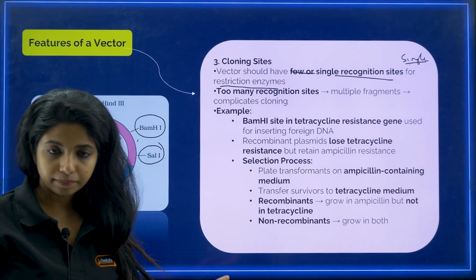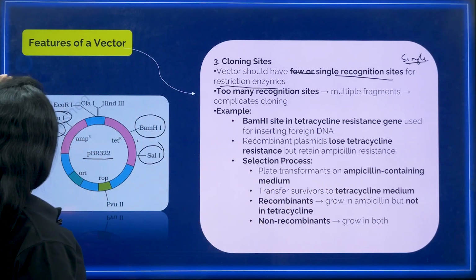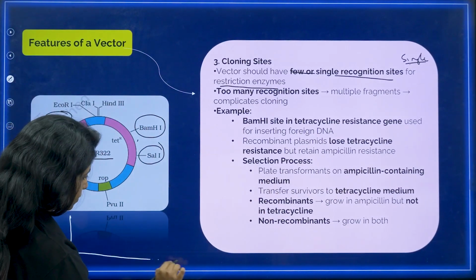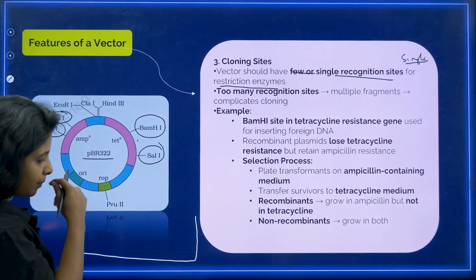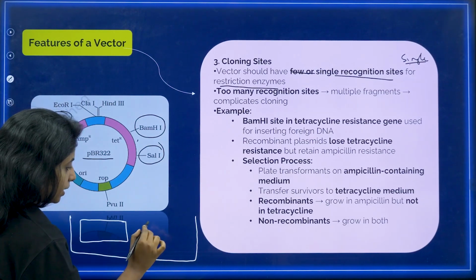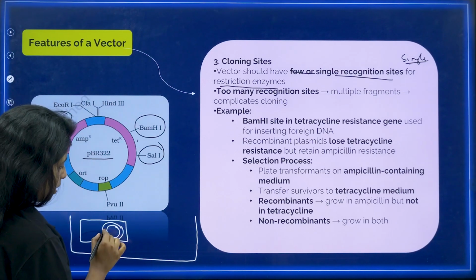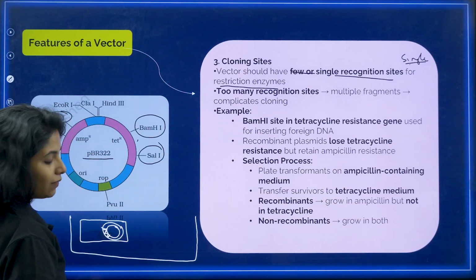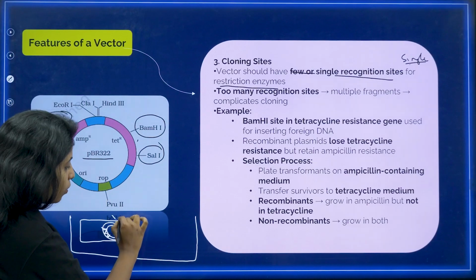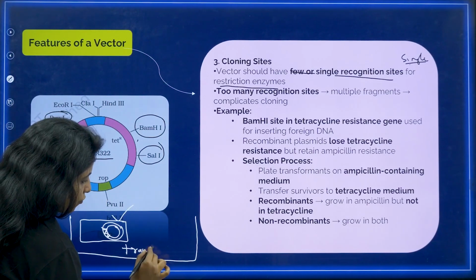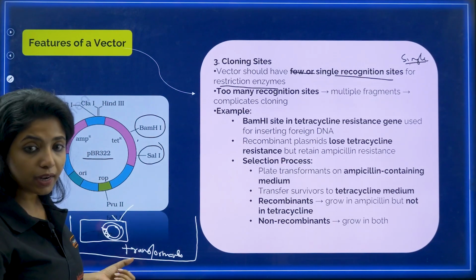Now how do we select them? Plate transformants on ampicillin containing medium. First thing that we do is make a medium that contains ampicillin. So what will happen is that the E. coli that have taken up the plasmid, for ampicillin, will be able to survive. The other ones would not be able to survive. So suppose this has taken it, I will now call this transformants. It has taken up the plasmid over here. So this is a transformant. How do I identify a transformant?